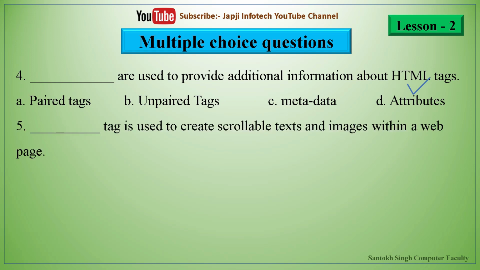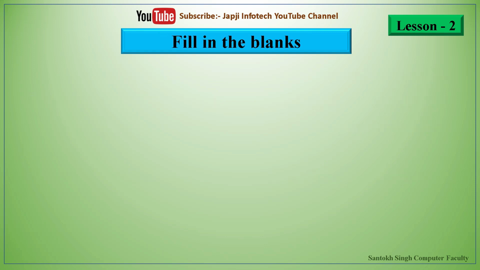And the fifth one is, dash tag is used to create scrollable text and images within a web page. And the options are title, center, marquee, or superscript tag. And the right answer is: the marquee tag is used to create scrollable text and images within a web page.